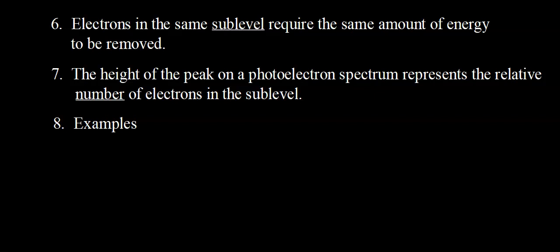Something else that we'll see on the photoelectron spectra is that there's peaks indicating ionization energies, and the height of this peak represents the relative number of electrons in each of the sublevels of that atom. So let's take a look at some examples. Unfortunately, I was unable to copy over the one that you see on the left, so we'll start with the photoelectron spectrum on the right.